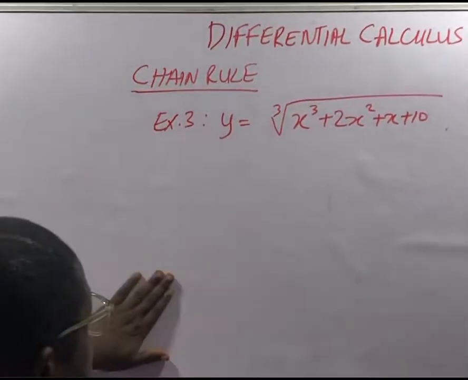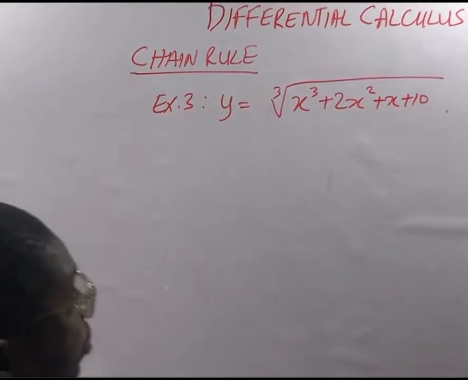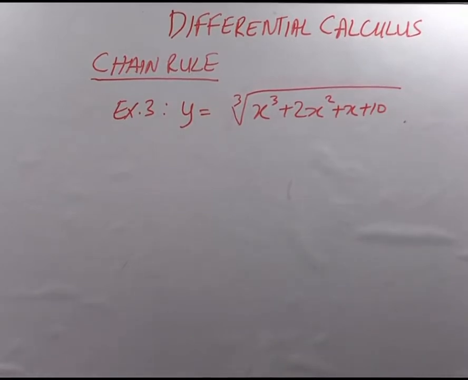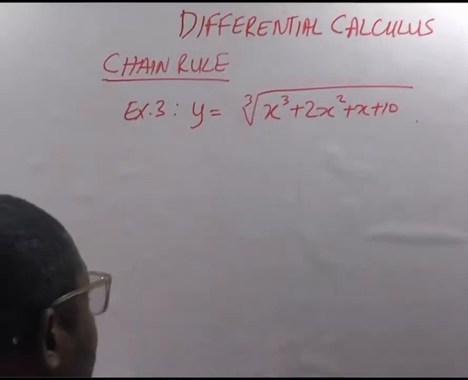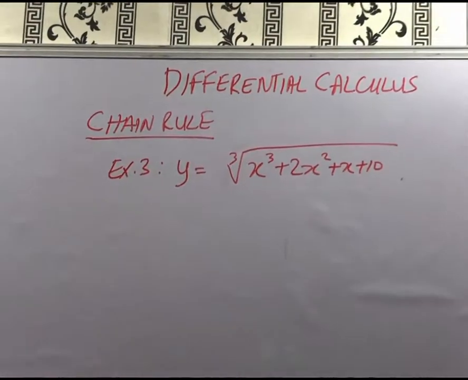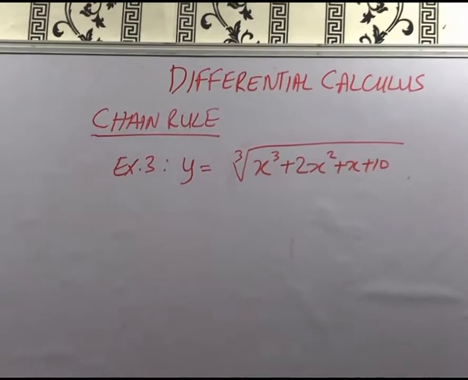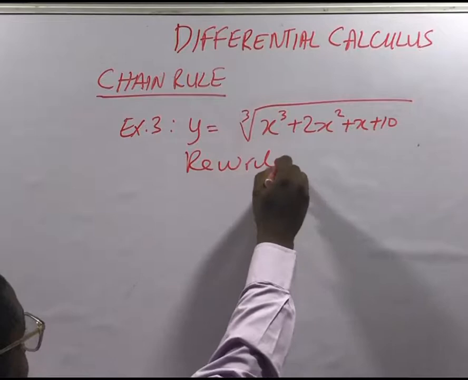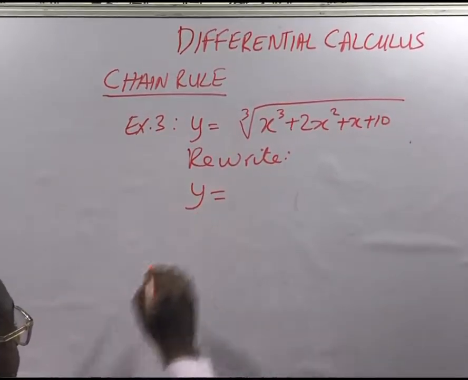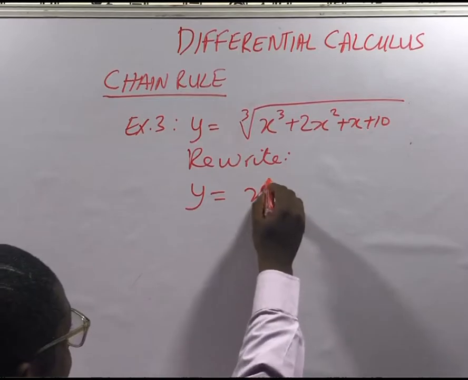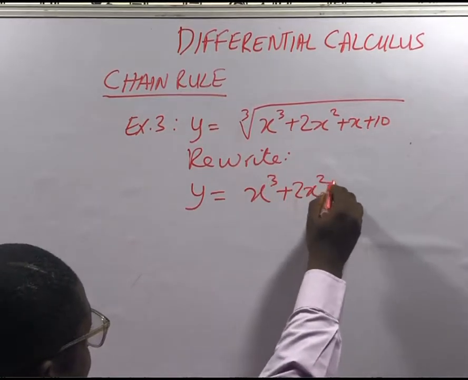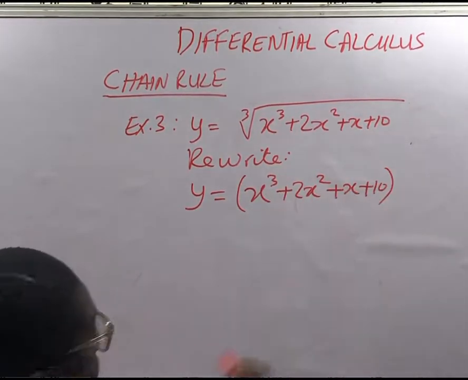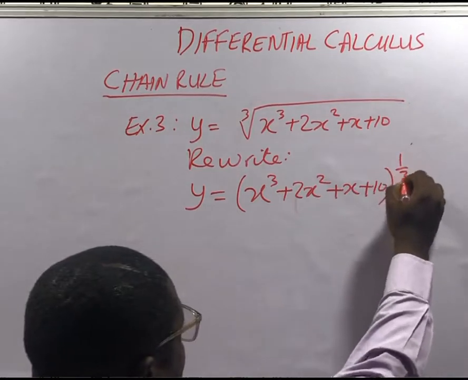We're given that y is equal to the cube root of this function. And when you're given something like this, one of the first things you should do is to rewrite this function so that it's easier for you to deal with. In this case, I'm going to rewrite. In rewriting, it becomes y is equal to (x raised to the power 3 plus 2x raised to the power 2 plus x plus 10) all raised to the power 1 all over 3.